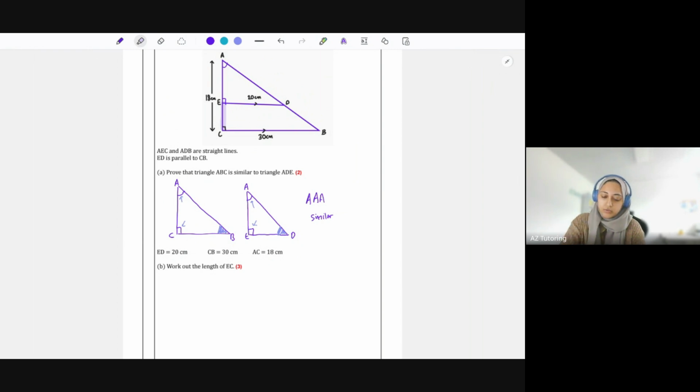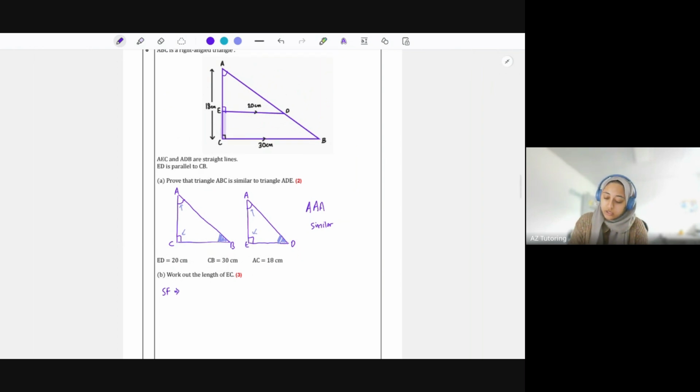Okay, so I'm guessing it's to do with, because we've got two similar triangles, we can use scale factors. So I'm going to work out the scale factor. Now, I'm going to draw on these two triangles up here for this question.